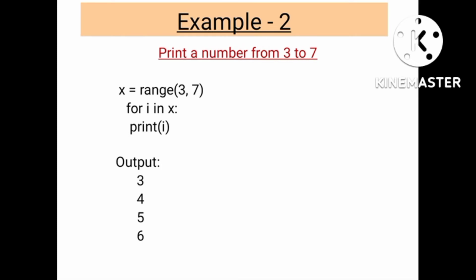Here is another example. In this example, we define only the starting position number and the end number. Here, the number will start from 3 because we have defined it, and the increment will be +1 by default, as I told you earlier. So, the output will print numbers from 3 to 6.